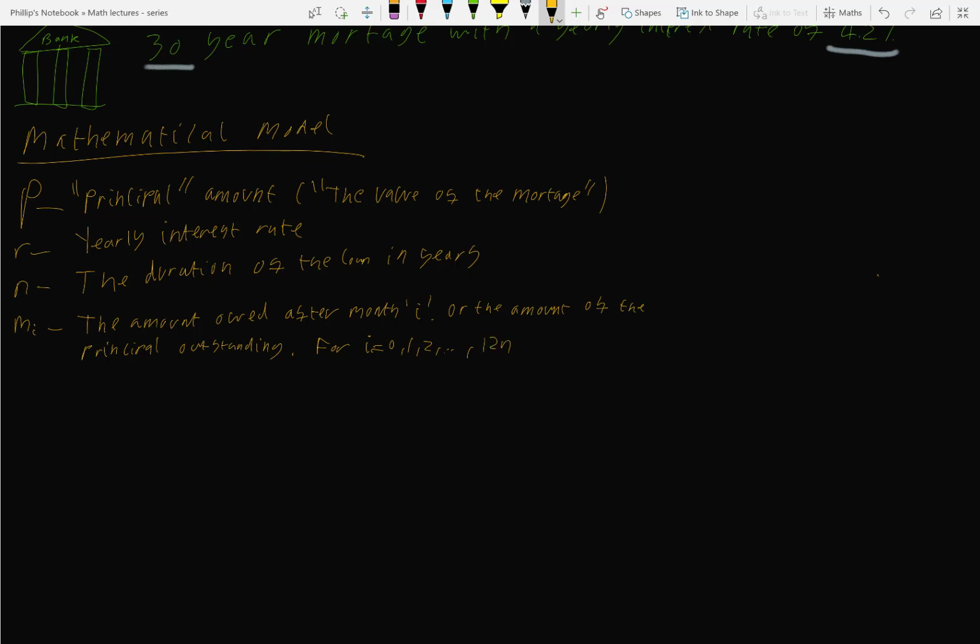12n, because that's going to be the last month. So if you've got 30 years, the last month is going to be 12 times 30, so the 360th month. That will be the last month, because you've got 12 months in a year, multiplied by 30. After 360 months, you will have paid back the loan.